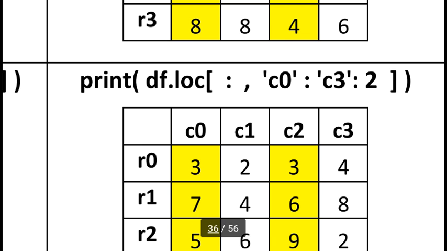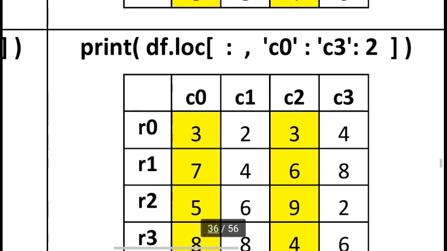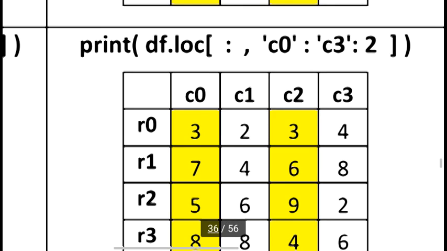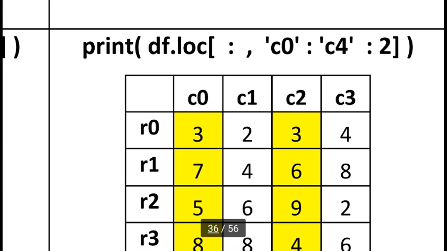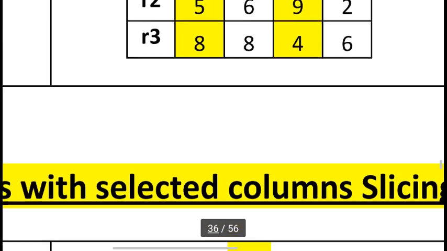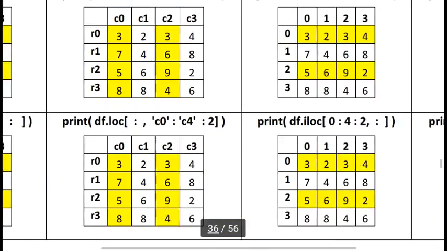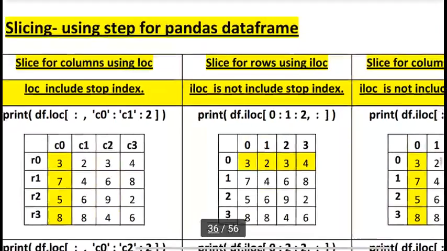And c0 to c3, but skip the subsequent column. So here c0 is included, c1 is not included, c2 is included, and c3 is not included, but for all the rows. Okay, so c0 colon c4 and colon 2. So you can see c0 column, then c1 is not included, c2 is included, but c3 is not included because it crosses the limit. Okay, students, so this is our slicing operation.